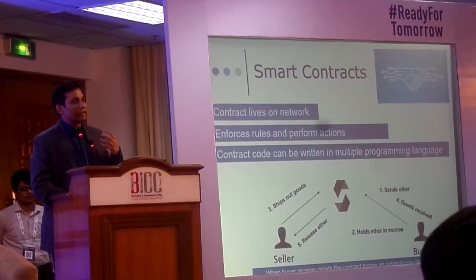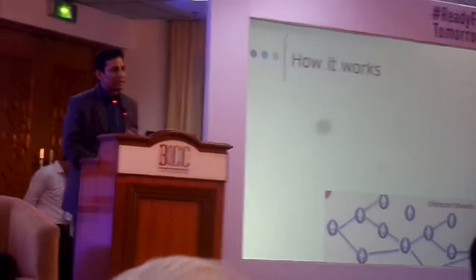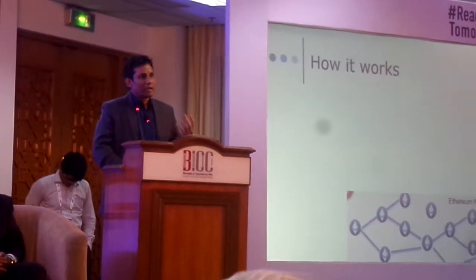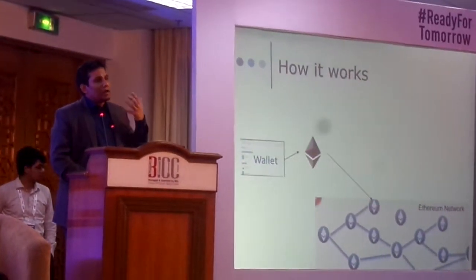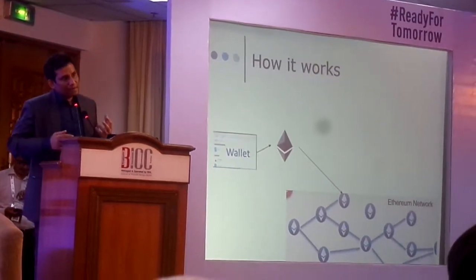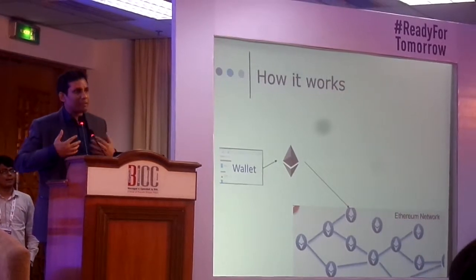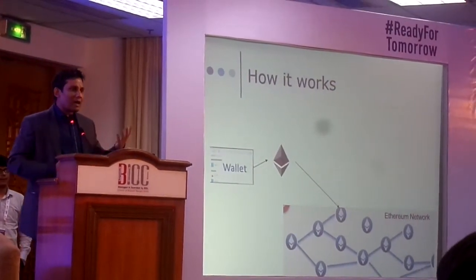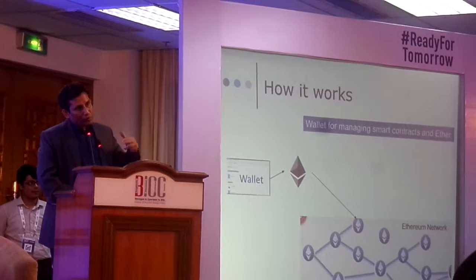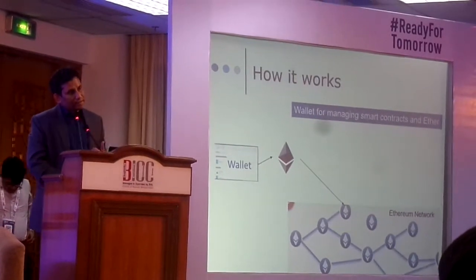It's a network, a combination of nodes. So let's say this is a network, the Ethereum network. Now I want to communicate with it. We all know this is a peer-to-peer connection. So every node has some copies. Let's say I use a wallet for the transaction. It means I can send Ether or I can receive Ether. So the wallet is a platform that helps me connect with the network. This is a wallet and this is Ethereum. Then through Ethereum you connect to the network. So the wallet is used for managing smart contracts and Ether.